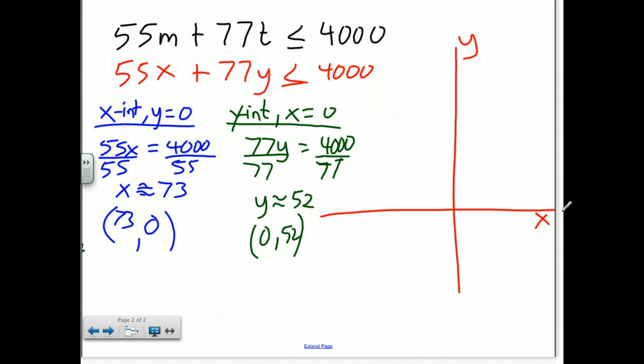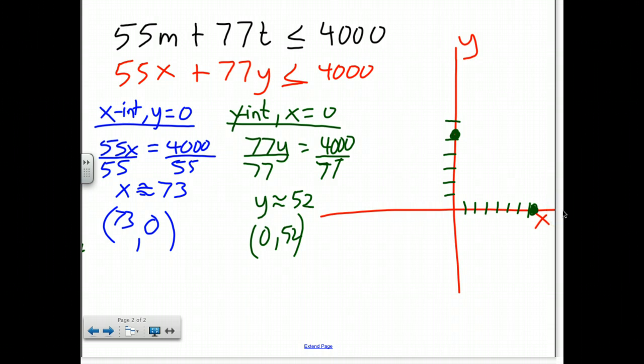Divided by 10. So 73, 0, I can certainly jump by 10. So let's say 10, 20, 30, 40, 50, 60, 70. So 73 is roughly right here. Fair enough? And for 0, 52, here's 10, 20, 30, 40, 50, 60. So 52 is roughly right here. So I got my 2 points. What do we do with the 2 points now?